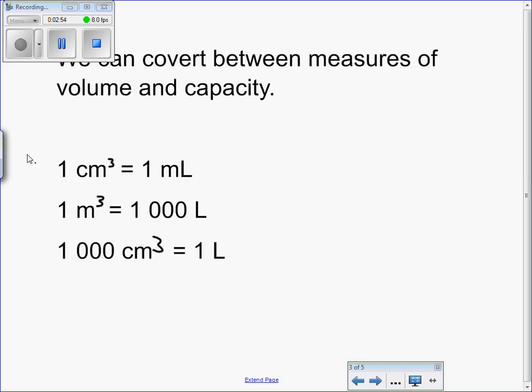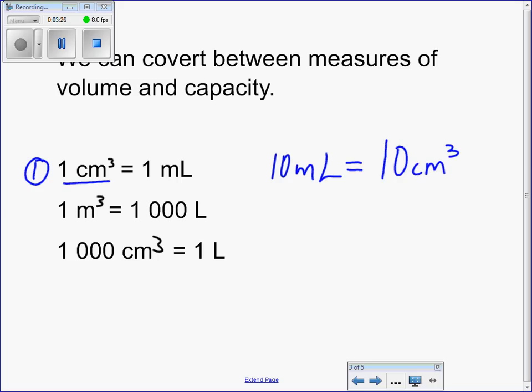The first is 1 cubic centimeter equals 1 milliliter. So let's say we're doing an experiment and I need to measure out 10 milliliters of water. I could also talk about the milliliters of water in terms of volume and say that 10 milliliters of water takes up the space of 10 cubic centimeters, because 1 cubic centimeter is equal to 1 milliliter. A pretty simple conversion. They get a little bit more difficult from here.